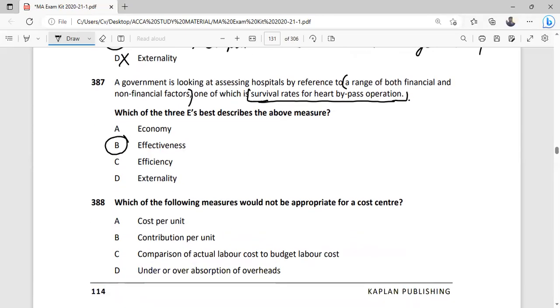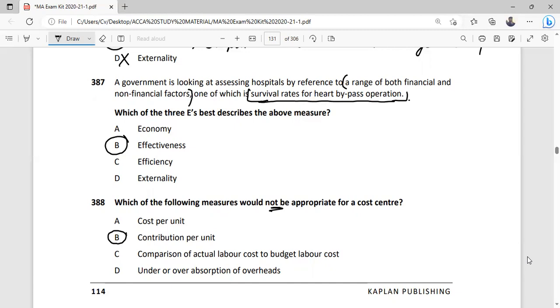Okay, which of the following would not be appropriate for a cost center? Which one of the measures is not appropriate for the cost center? Whenever we are talking about a cost center, cost per unit is definitely an appropriate measure. Contribution per unit is not an appropriate measure for a cost center. It is an appropriate measure in short-term decisions. It is an appropriate measure in marginal costing. We can use contribution over there. The rest of the three measures are appropriate measures of the cost center.